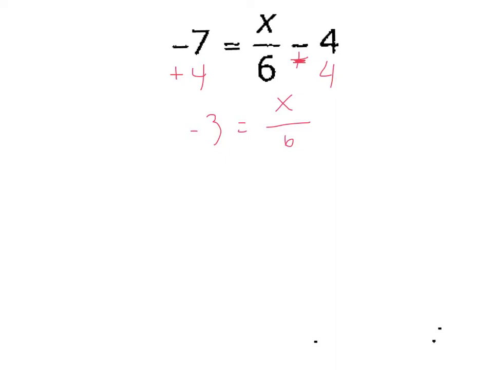If you have a variable divided by a number, you have to do the opposite, which is multiply. So we're going to multiply each side by 6, and that will undo the number underneath the variable and cancel it out. 6 times negative 3 gives us negative 18 equals x, because that's all that's left on the right side of your equation.